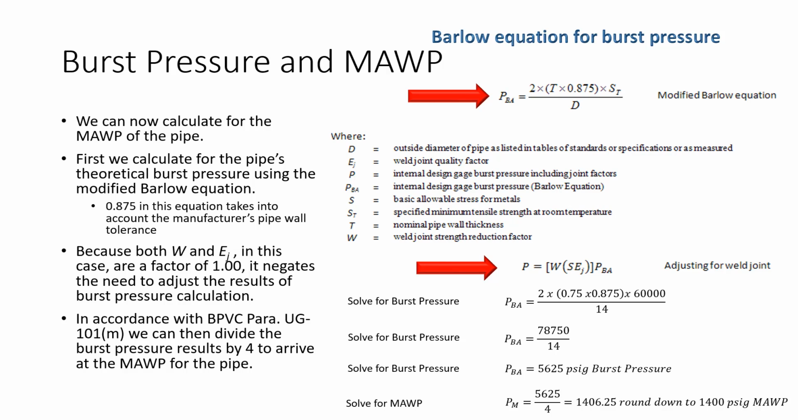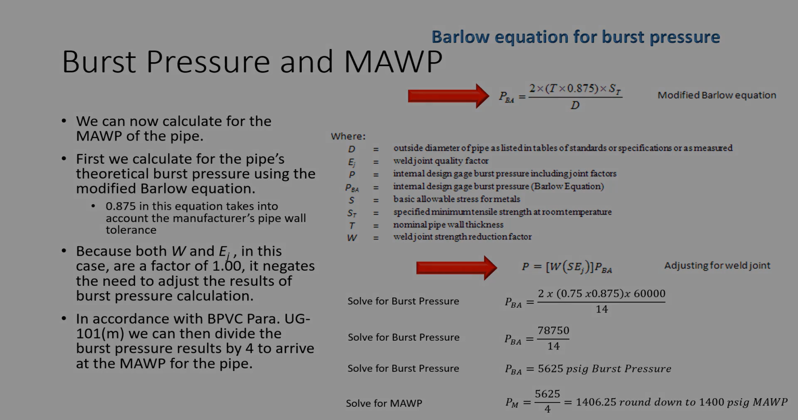For step 4, in accordance with the Boiler Pressure Vessel Code paragraph UG-101 subparagraph M, we can then divide the burst pressure results by a safety factor of 4 to arrive at the maximum allowable working pressure of 1400 psig for the pipe, which exceeds the 1380 psig design pressure set for this service.